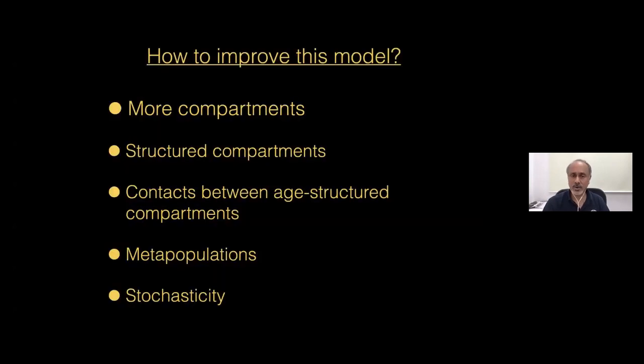How do you improve this model? I'll tell you a little bit about how to improve a simple SIR model. You can add more compartments to the model. You can structure the compartments in interesting ways. You can change the nature of contacts between these structured compartments. You can work with what are called metapopulations, and you can work with stochasticity. So all of these changes are changes made to the original SIR model, or more complications of that.